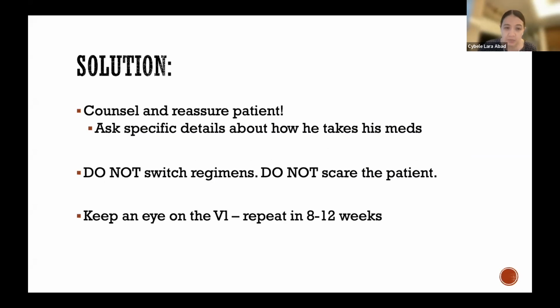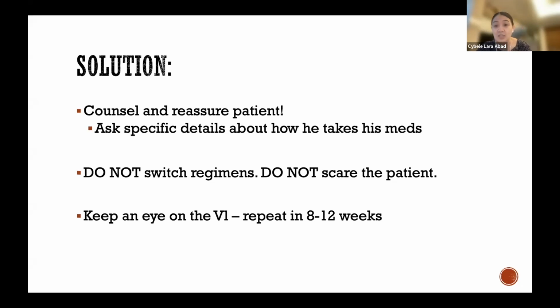You ask specific details about how he takes his meds, what time, when does he fall asleep, maybe he should change the time, things like that. So just reassure him that this is the nature of the test, that sometimes it can capture blips like this because it is very sensitive. So you will not switch regimens yet, and you will not scare the patient, or should not scare the patient.